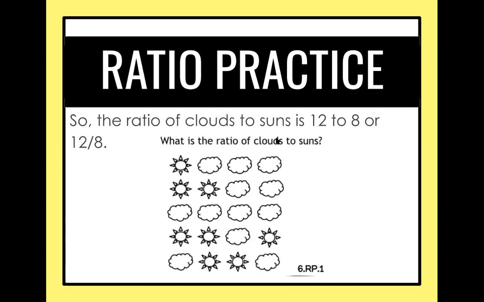So the ratio of clouds to suns is 12 to 8, or 12 over 8, or 12/8, because I have 12 clouds and I have 8 suns. And they ask for clouds first.